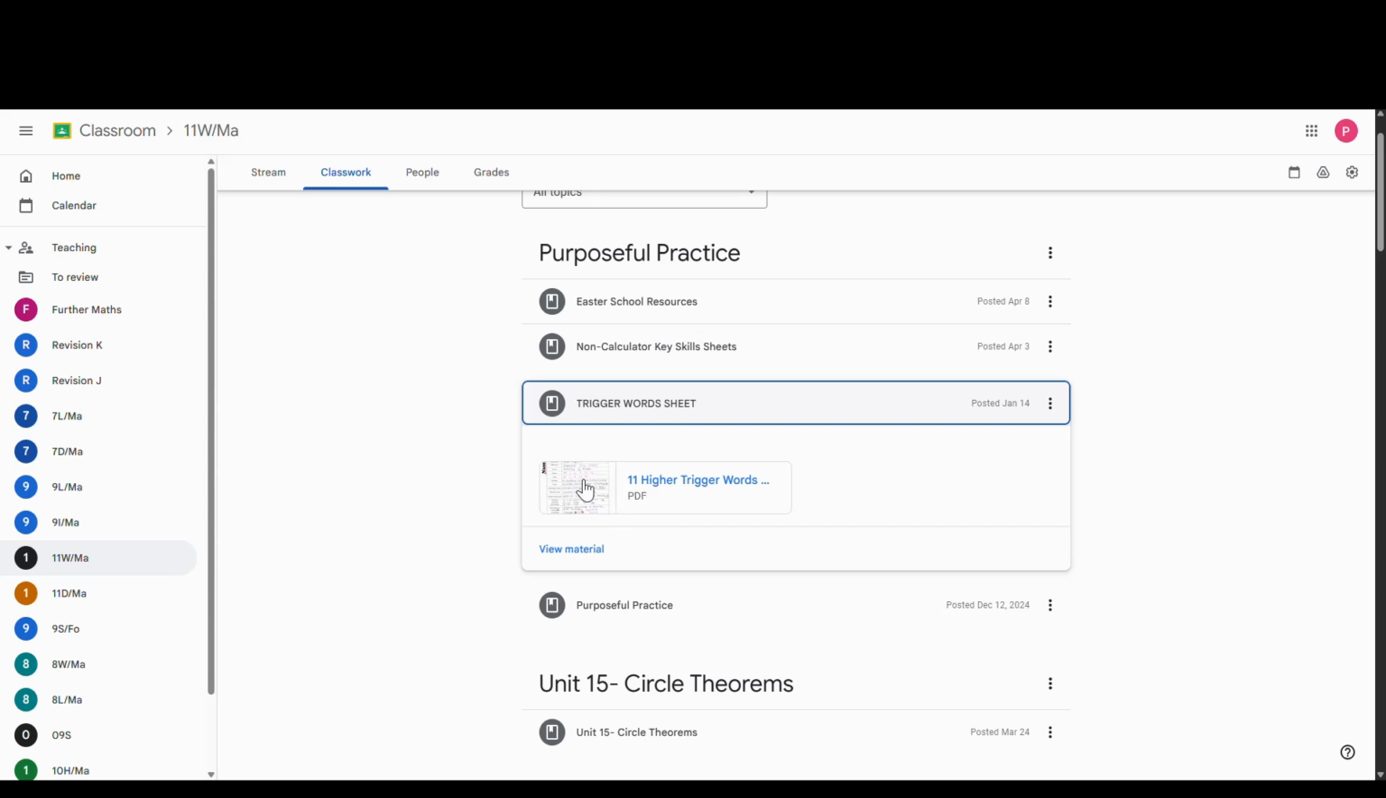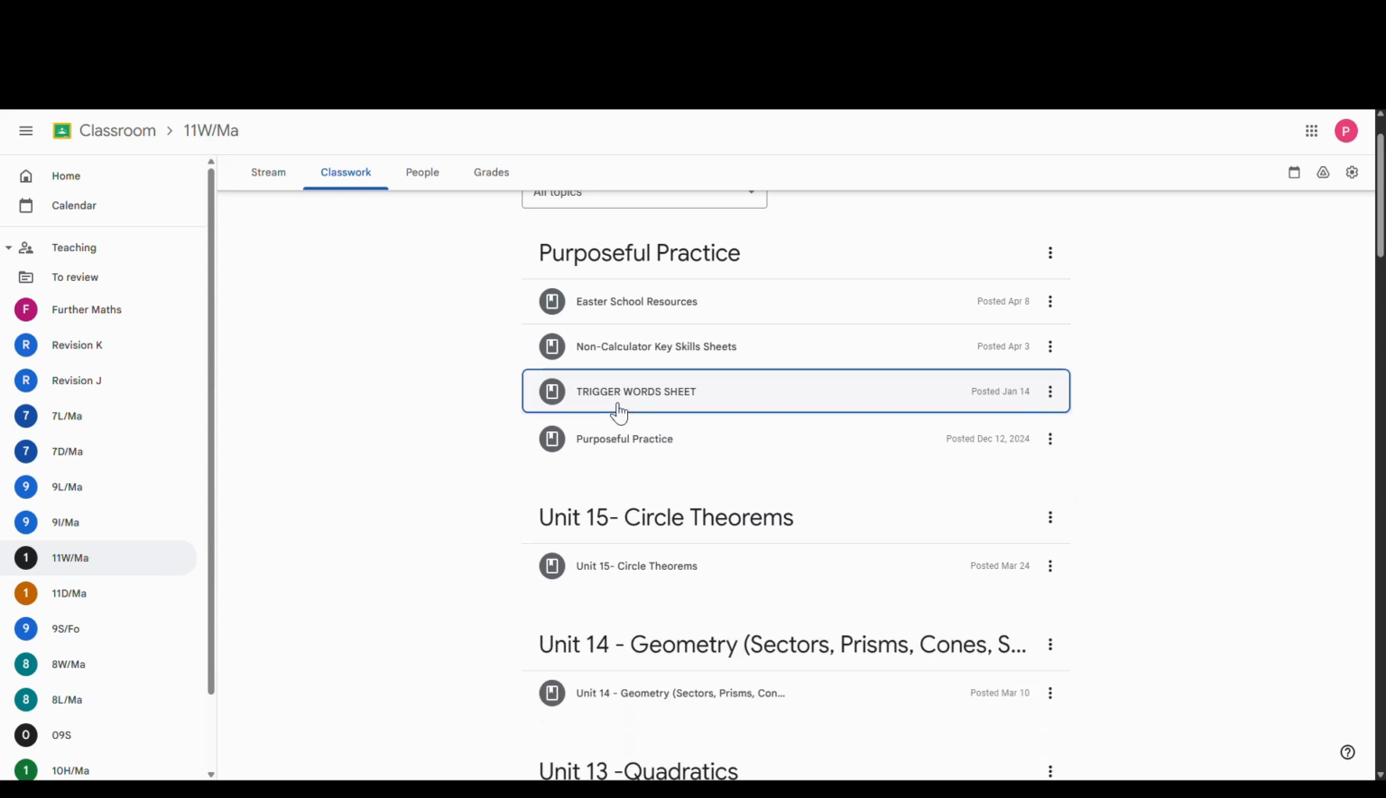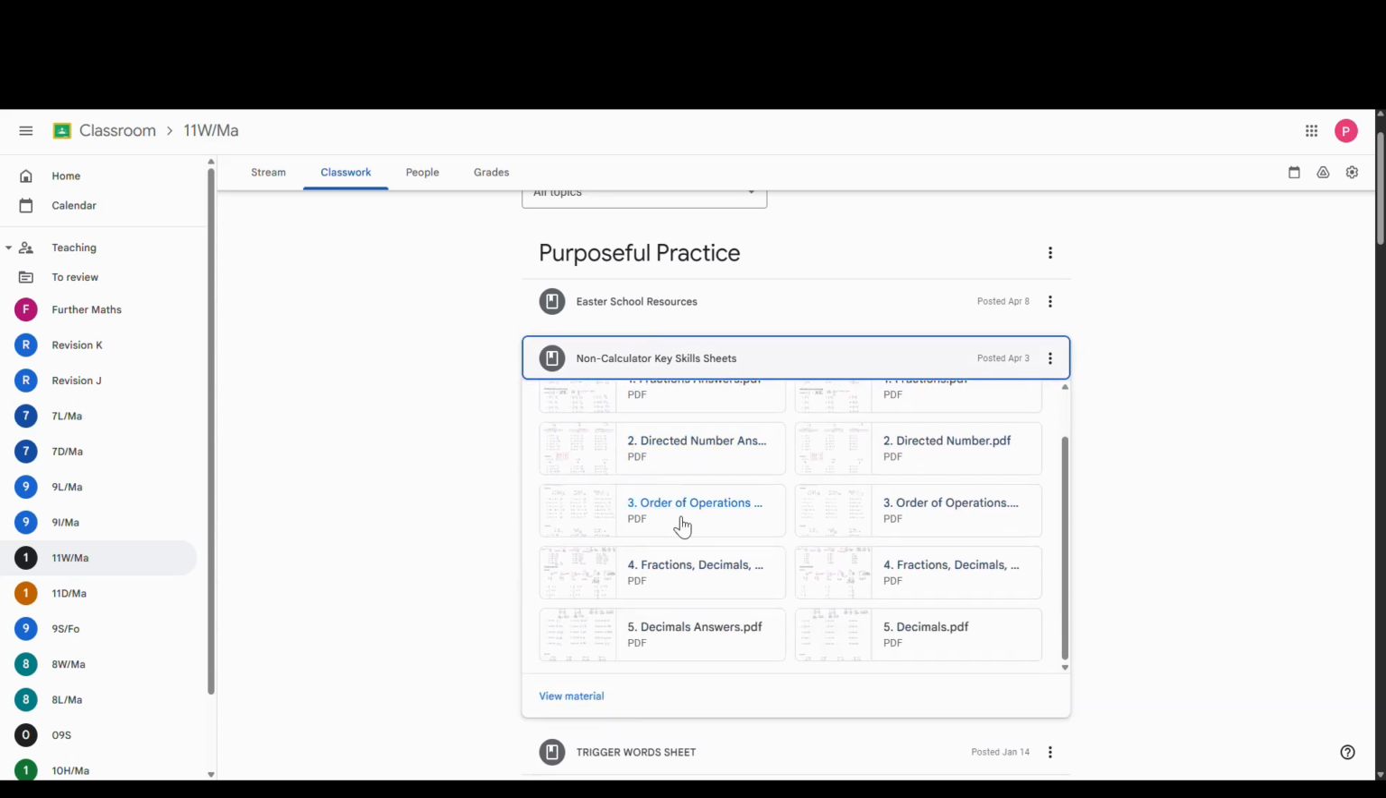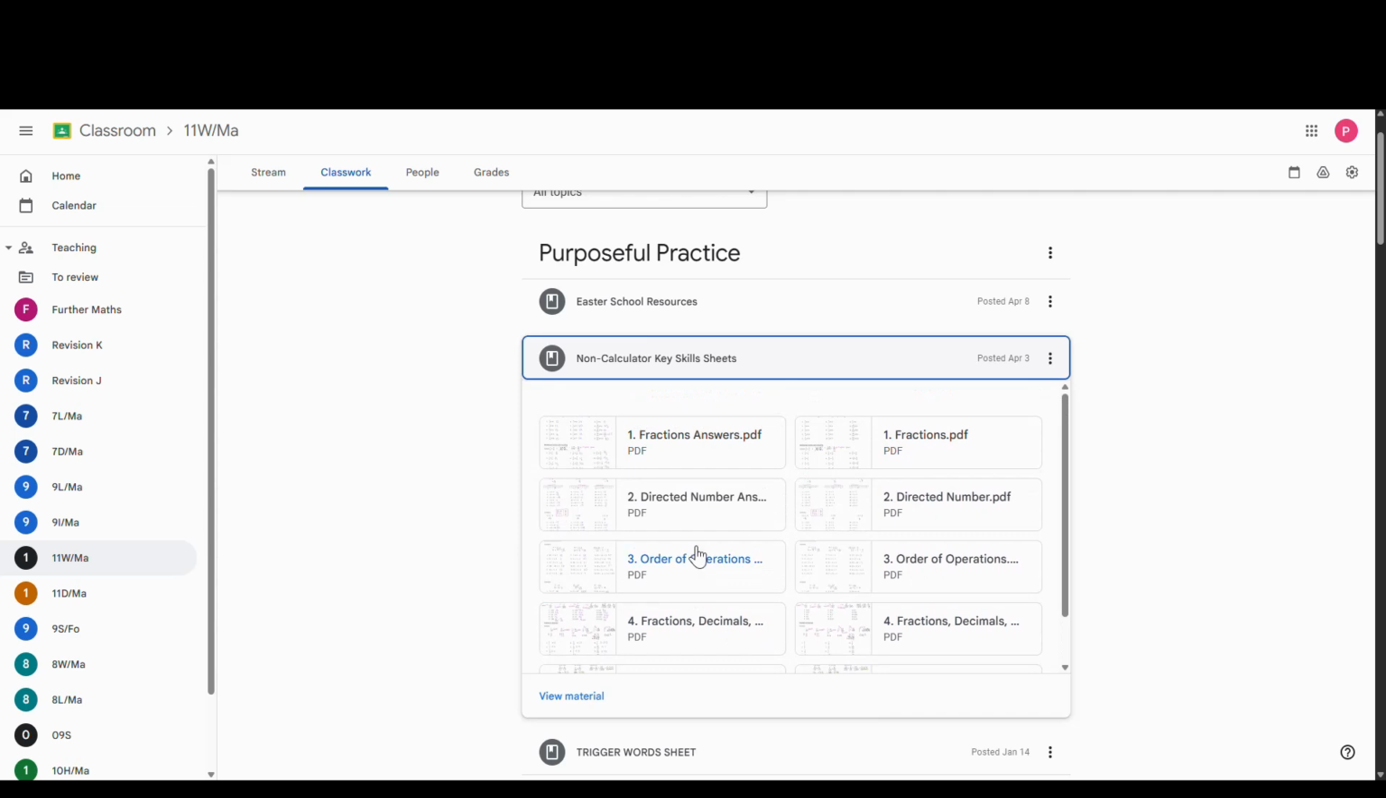That is a really helpful tool if you are doing past papers and you're stuck on exactly what topic or method you're supposed to be doing. So you can access that in there. There are also those non-calculator key skill sheets that you have seen recently. Those are purposefully designed to give you a little half-hour practice on a non-calculator skill.